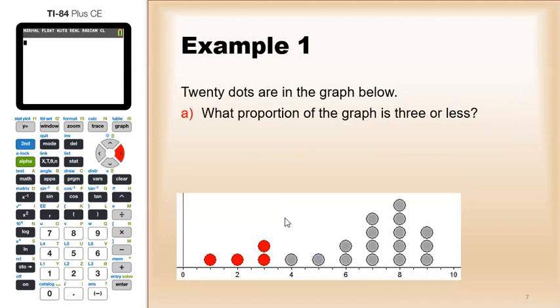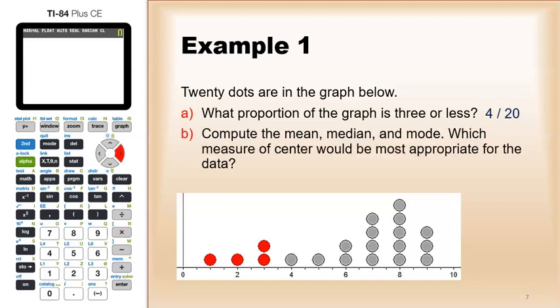Alright, consider this dot plot. What proportion of the graph is 3 or less? So on this graph I go to where 3 is, which would be right here. And I count there are 2 dots above it or less. So overall, there are 4 dots. So the proportion would be 4 dots out of 20.